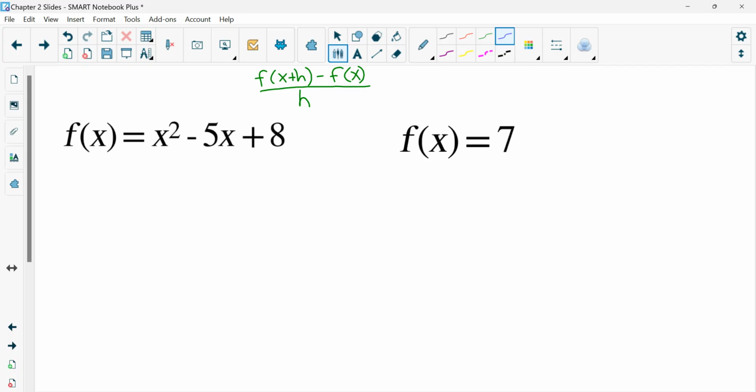And once you think you have it, call me over so I can check it, and then you can start working on your homework, which is on the sideboard.